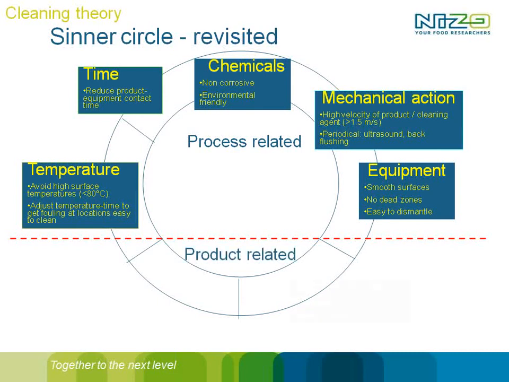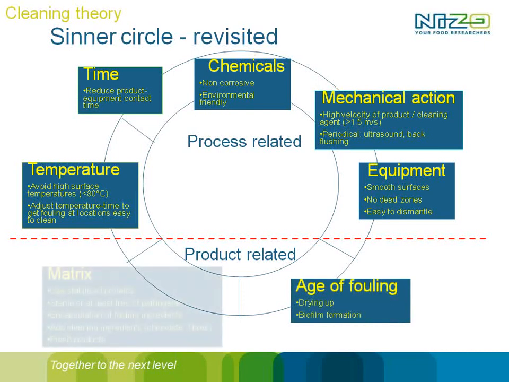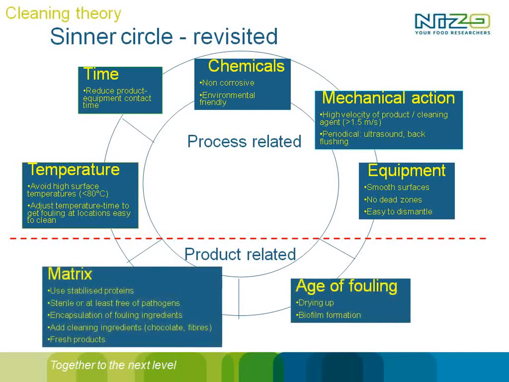So for the process-related issues, when we look at the product, you do have the age of fouling. If it's very old, it will take more time to remove. And you have the matrix. So what type of fouling do we have? Do we have pathogens? Do we have proteins? Do we have minerals? So it's very important to choose your type of cleaning based on the type of fouling and not the other way around. So keep that in mind when designing your production or your CIP process.